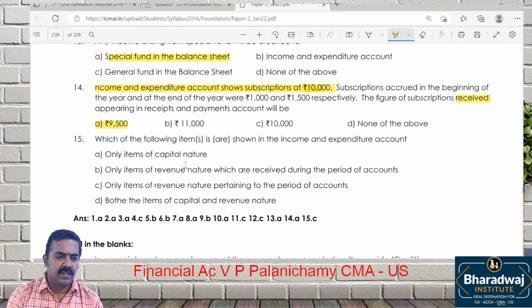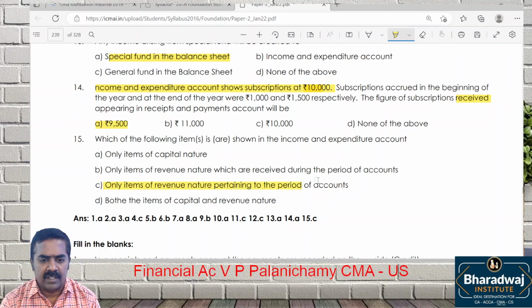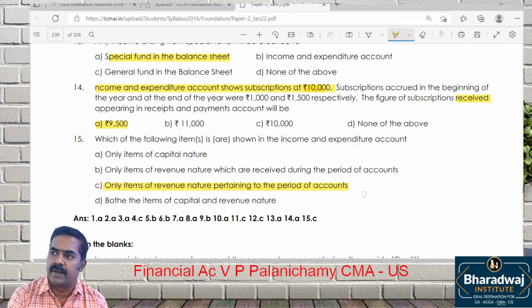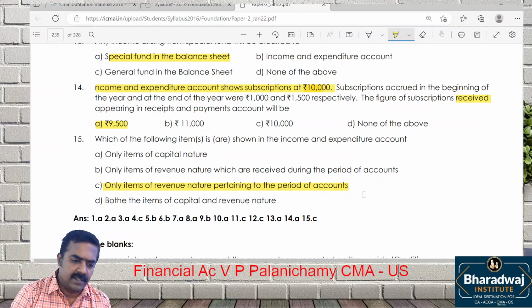A. Which of the following items are shown in income and expenditure account? Only of revenue nature for the current period. Revenue nature for which period? Current period is only considered.